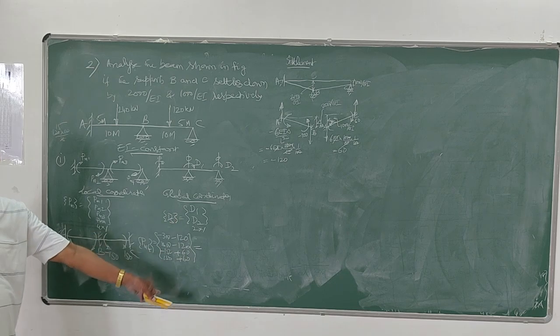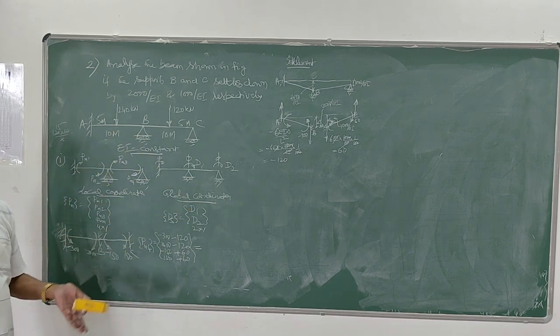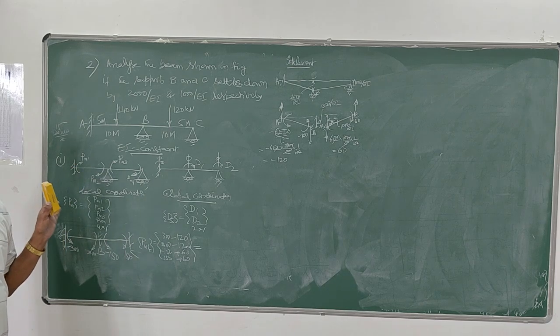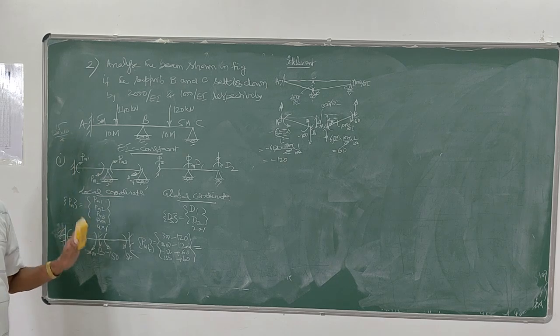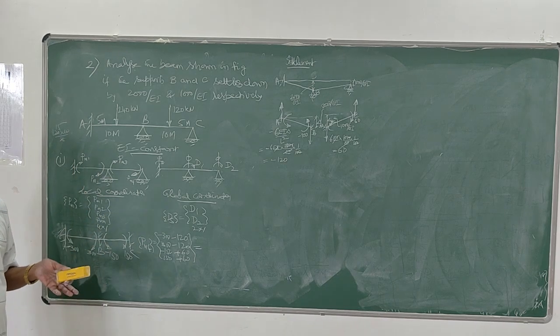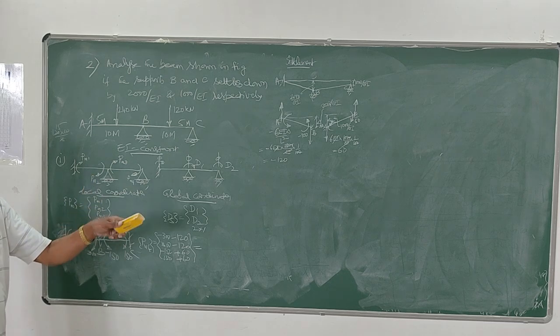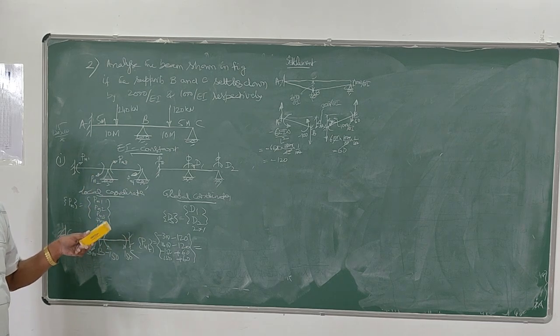Whenever settlement is there, due to settlement, you have to take what is the end moment. That's 6EI delta by L square. That is sway, but sway is known. In frame problems, sway is also included. All the three we are taking into consideration, all the three degrees. Both sway and non-sway, that also is there as a special one.